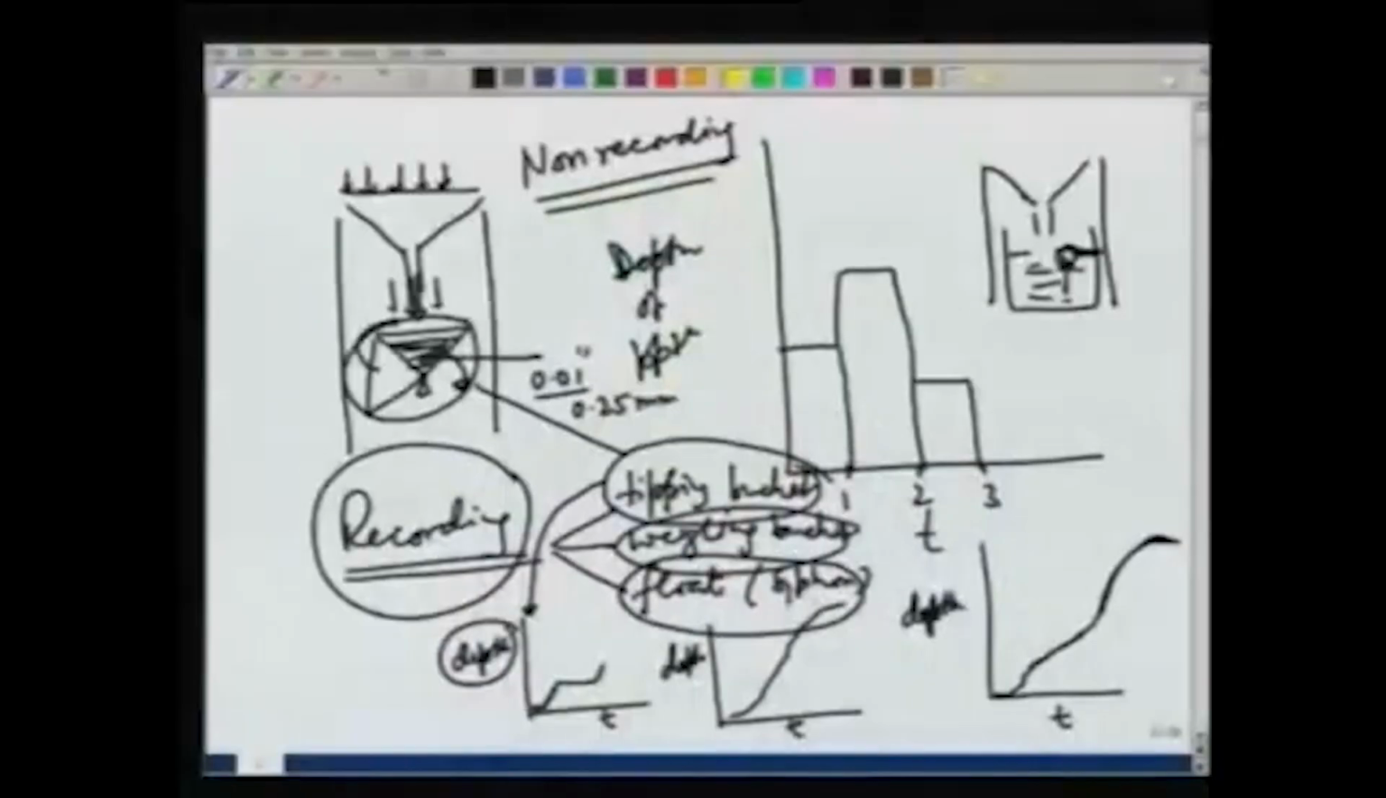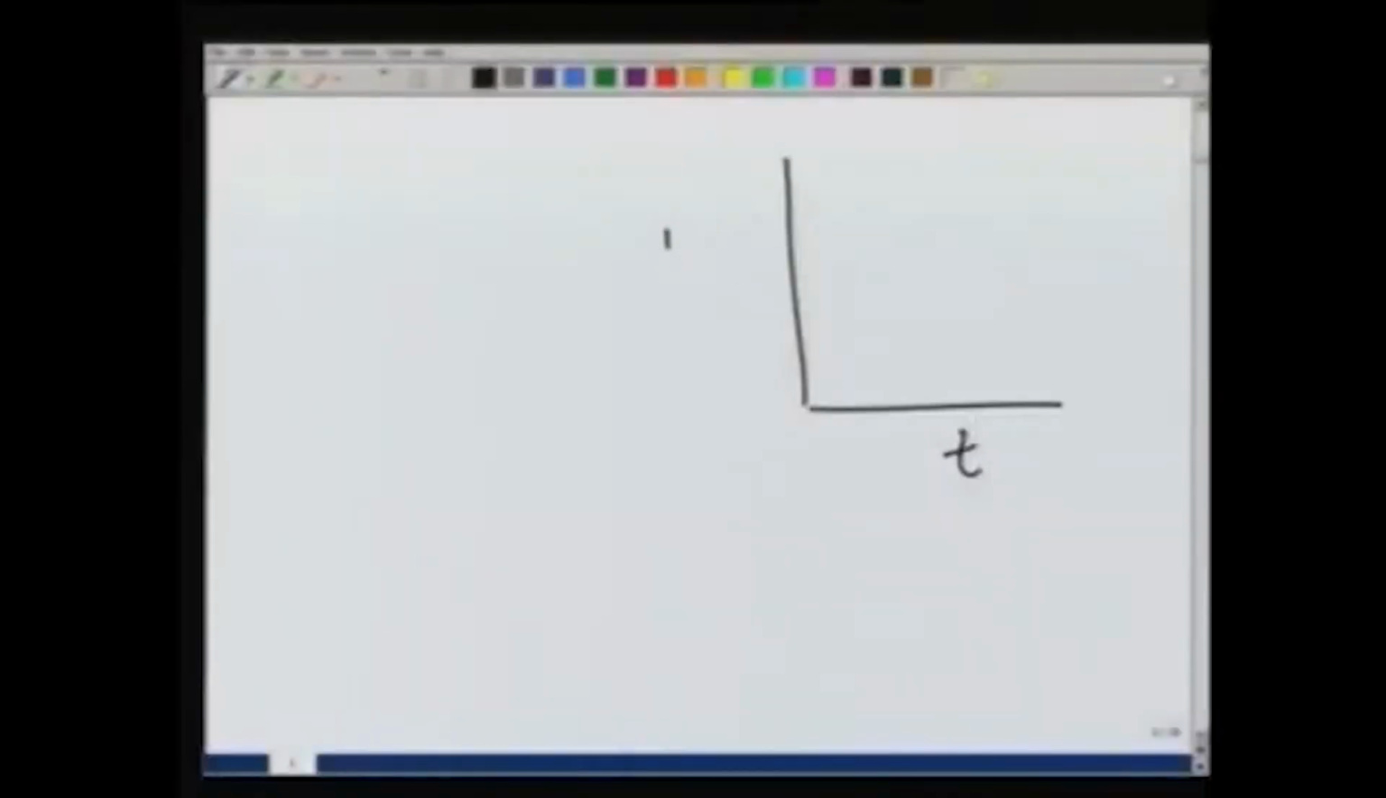So, the recording type of rain gauges give us a curve of the continuous depth, which means accumulated mass or accumulated depth, which we call the mass curve. The slope of this line gives us the intensity at different times, and that slope gives us what is known as a hyetograph. So, time versus intensity.